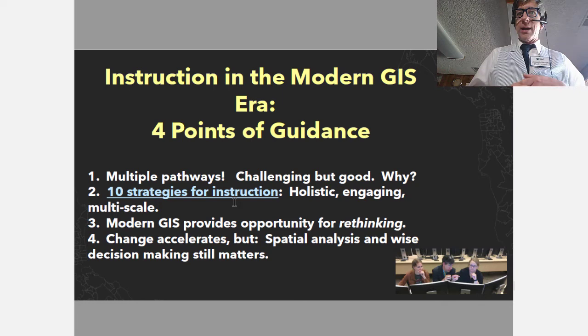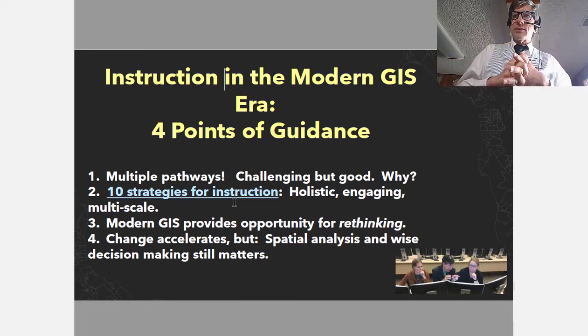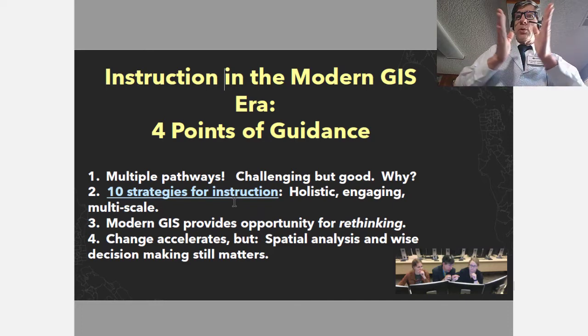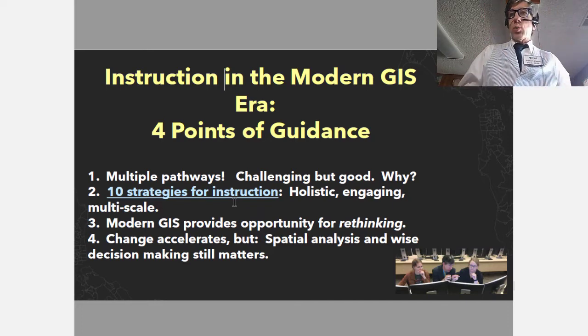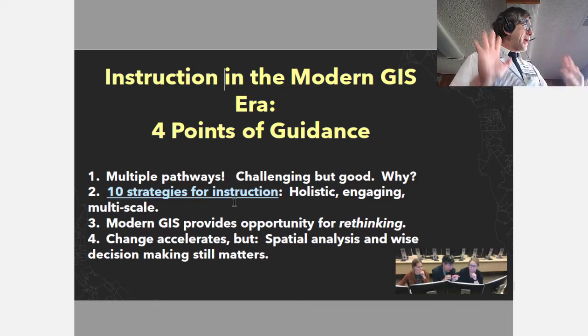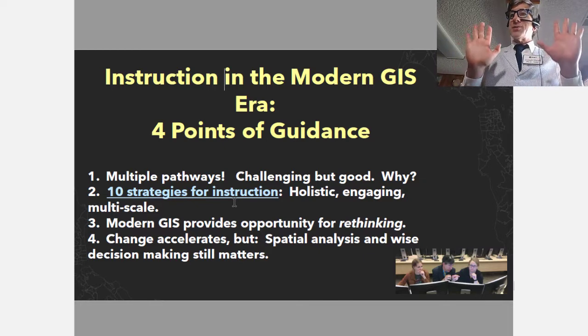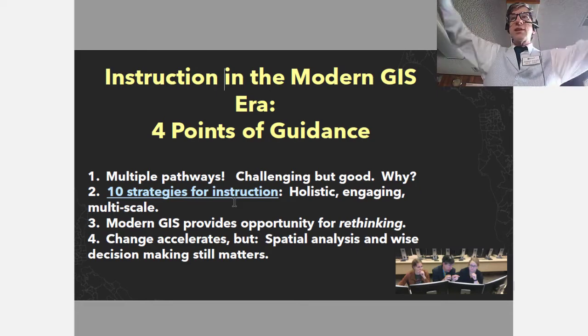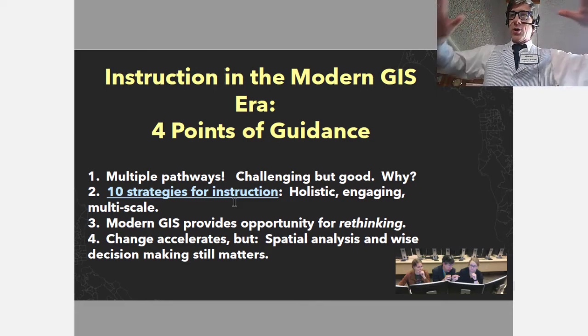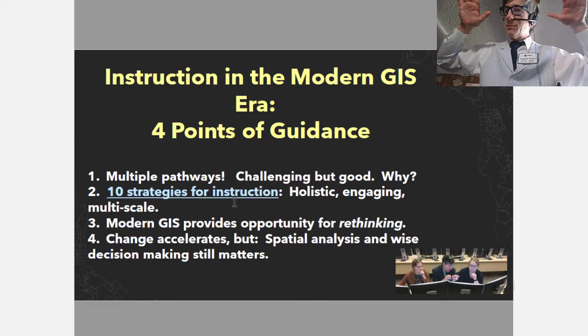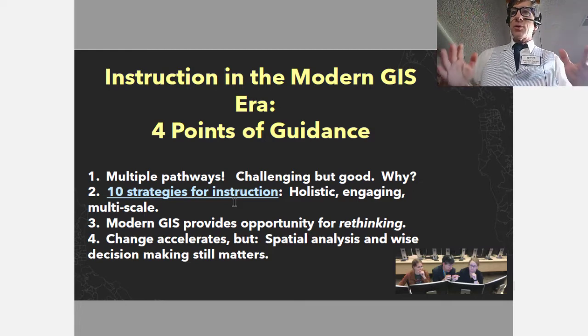So rethink how and why and where we inject certain objectives into our courses and programs. Change accelerates, but as I showed in the John Snow cholera example, spatial analysis and wise decision-making still matter. So despite all the changes, take heart. Don't think that I'm saying toss everything out. There are core things: map projections, being organized about the data, being ethical about your decision making. All those things still matter, okay?